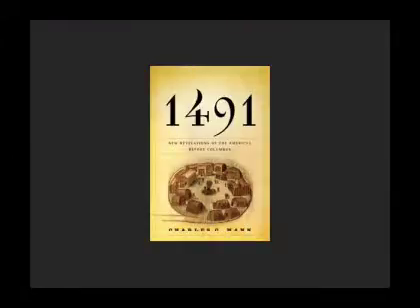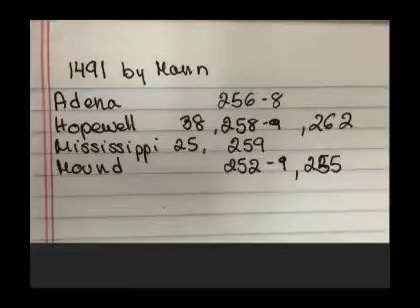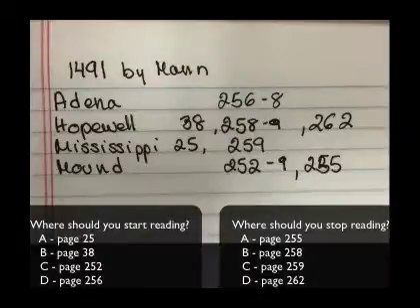Here's another book. This is a nonfiction book. It is not an encyclopedia. It's not even a reference book. So I looked in the index of this book, and I jotted down all the page numbers where our civilizations turn up. What do I notice?